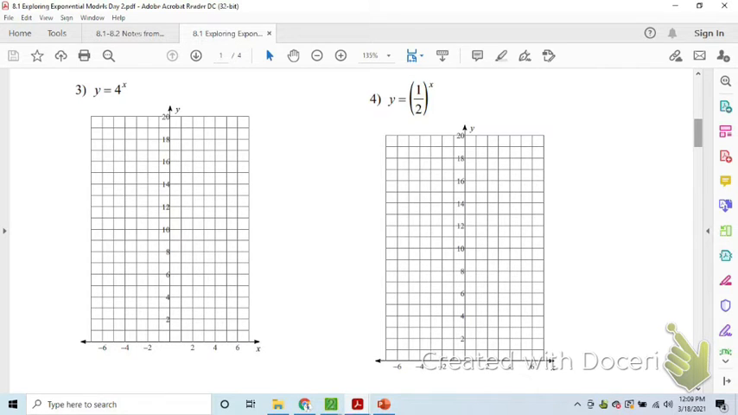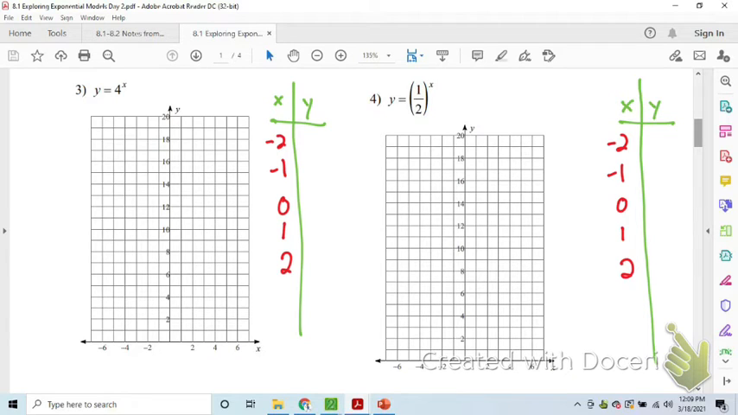So hang on a second while I draw some tables. Okay, now you see my X and Y tables look basically the same. There's not a whole lot of difference. We're still using these 5 points. We're going to try and fit all 5 on there, and then we're going to move on.